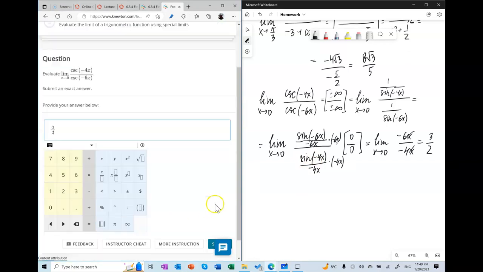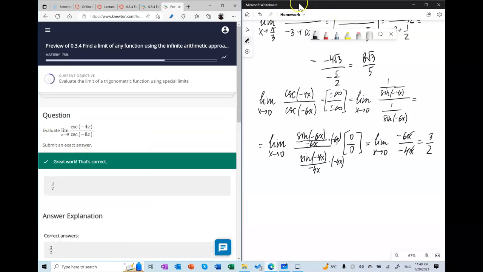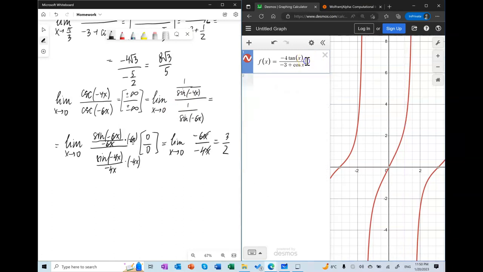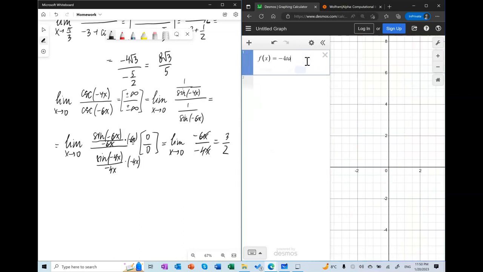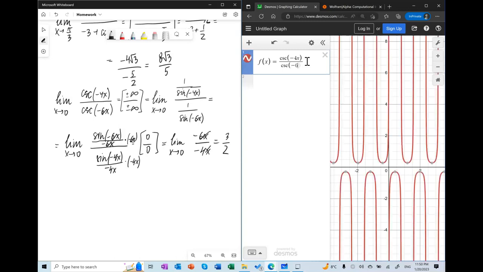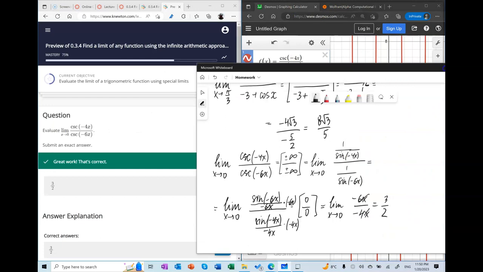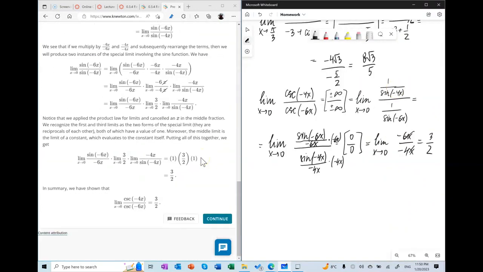This is not a surprise at all. We would have learned that from just looking at the graph. Let me show you. We could have learned the same thing by simply looking at the graph of this function, cosecant of negative 4x divided by cosecant of negative 6x. As x approaches 0, even though at 0 the function is undefined, we can see that as you approach 0, it is 1.5, which is 3/2. All right, great job.